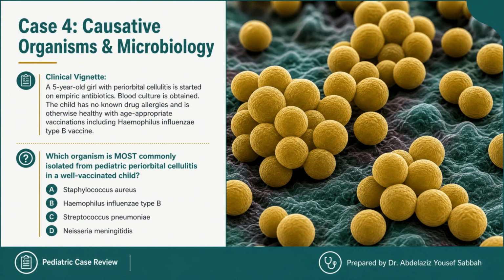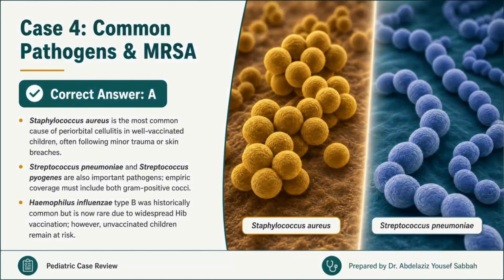Option A, Staphylococcus aureus. Option B, Haemophilus influenzae type B. Option C, Streptococcus pneumoniae. Option D, Neisseria meningitidis. The correct answer is option A, Staphylococcus aureus.